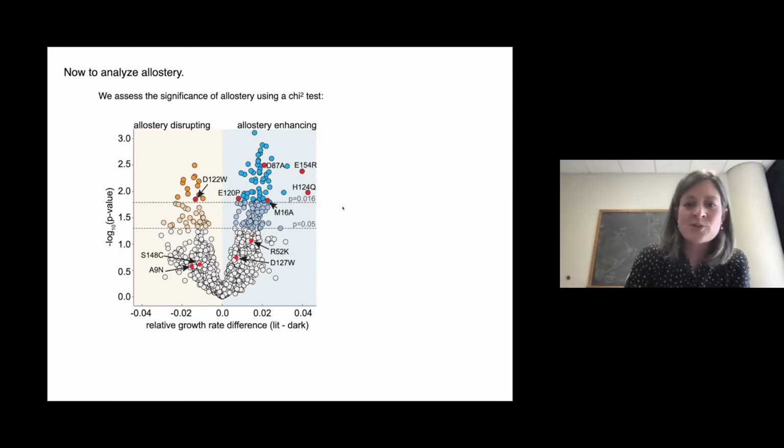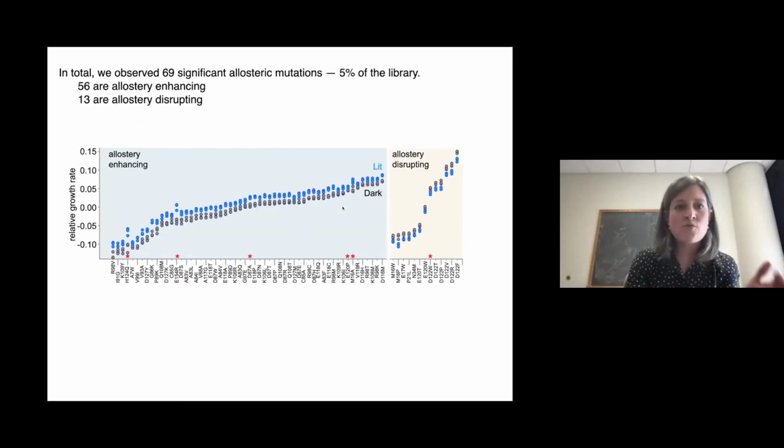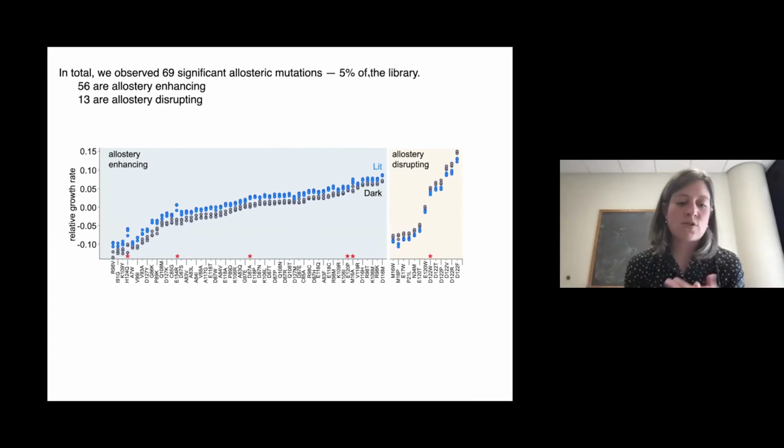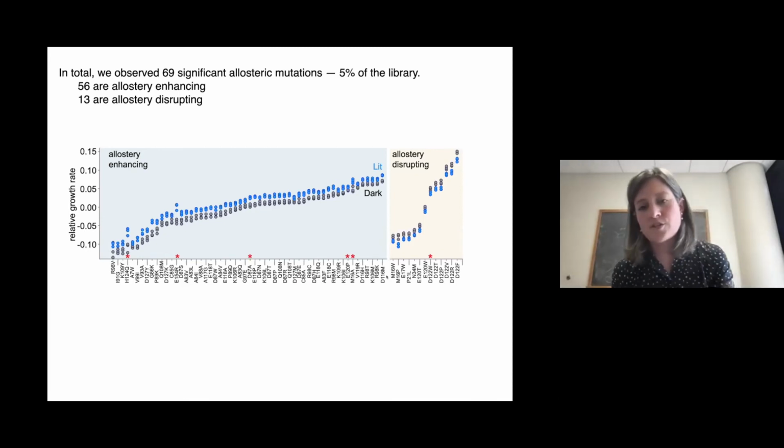Okay, so in total, looking at these mutants, we observed 69 significant allosteric mutations, which is only 5% of our library, right? So the vast majority of mutations that we measured had no detectable impact on the starting allostery of the DL121 construct, right? 56 of these are allostery enhancing, and then 13 are allostery disrupting. And here I'm just showing the relative growth rates in the light and in the dark for all 3 biological replicates across these allostery enhancing mutations and then these allostery disrupting mutations over here.